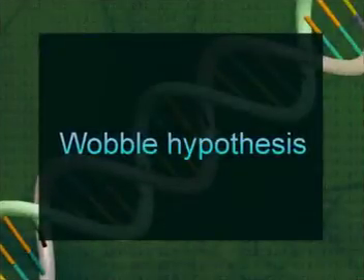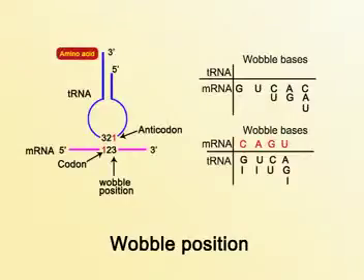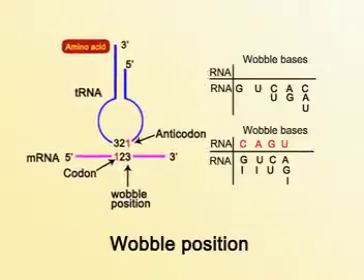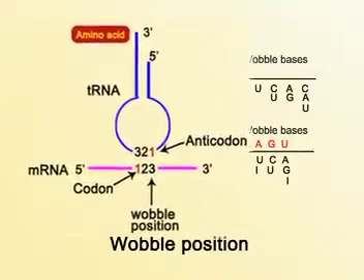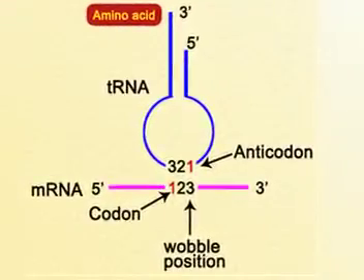What is the wobble hypothesis? Transfer RNA base pairs with mRNA codons by means of a three-base sequence on the tRNA called the anticodon. The first base of the codon in mRNA, in the 5' to 3' direction, pairs with the third base of the anticodon. If the anticodon triplet of tRNA recognized only one codon through Watson-Crick base pairing, cells would have a different tRNA for each codon of an amino acid. This is not the case.